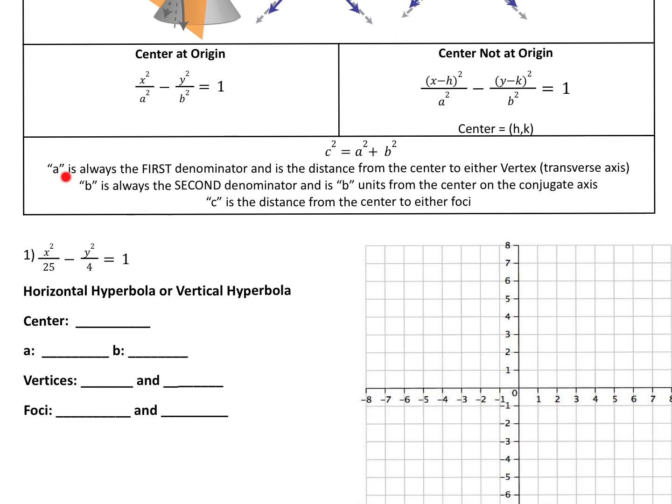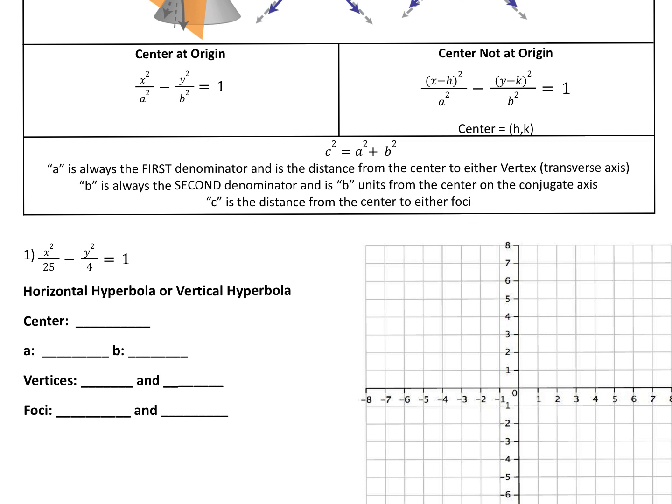So A this time is always the first denominator. That's never going to change. And it's the distance from the center to either vertex. And B is always the second denominator. That's never going to change. B is always going to stay there. And B is B units from the center on the conjugate axis. I'll talk about what that means in a minute. And C is the distance from the center to either of the foci. So let me explain through an example.